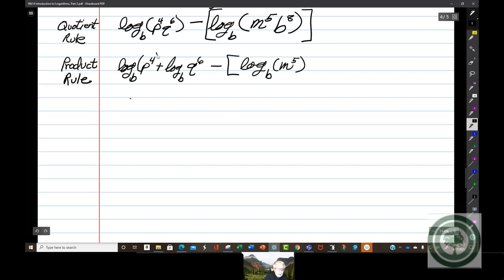Can't stand not doing that. I'm obsessed. I have to do it. Okay, plus log base B of b to the eighth. Ooh. Now, at this point, you can wait to do the magic on this one or not. I'm going to wait until I distribute the minus sign, just because I like to go in a very orderly way.